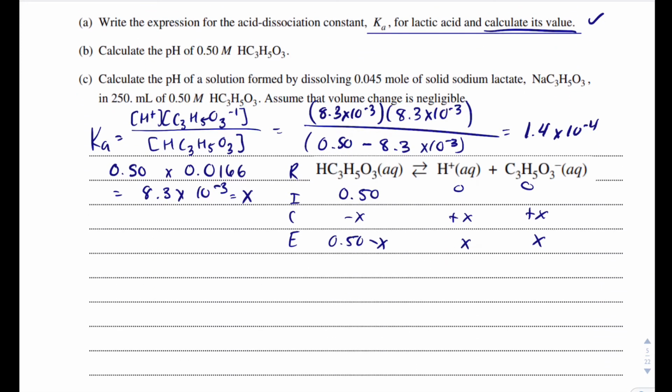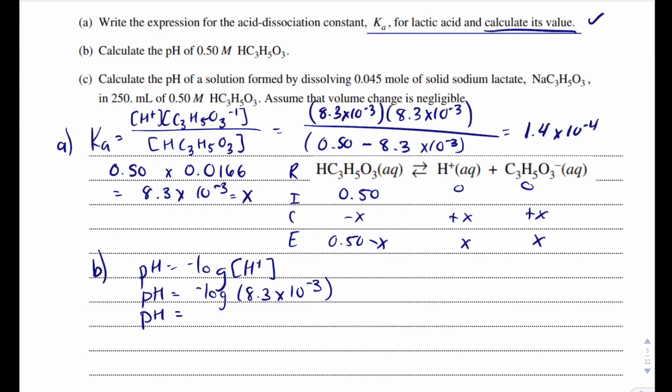They want us to calculate the pH. So this was part A, this is part B. pH equals minus log of H plus. So once I know H plus, I can get the pH by just taking the minus log. H plus, according to this rice table, is x. Well, I've already solved for x. So pH equals minus log of 8.3 times 10 to the minus third. And so this is going to be a lot lower than 3, but still above 2. And so when I plug it into my calculator, my pH, I get 2.08. Sounds good.